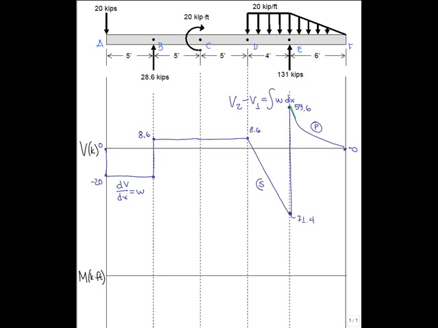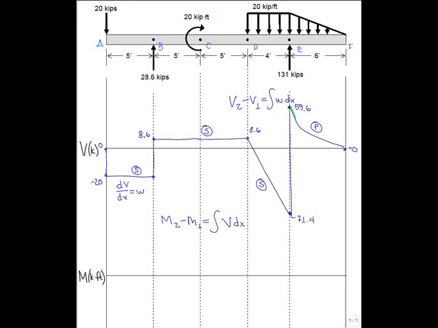We must make sure that we have properly labeled our curve lines. Now, in order to develop our moment curve, our moment diagram, we're going to apply very similar relationships that we used between our shear and our load curve. We know we're going to have to use the area of the shear curve in order to find our change in moment between 2 points.